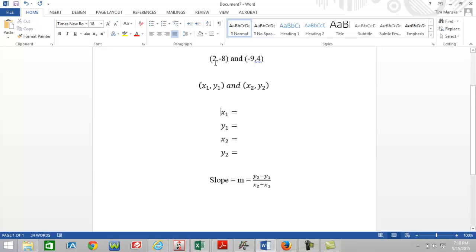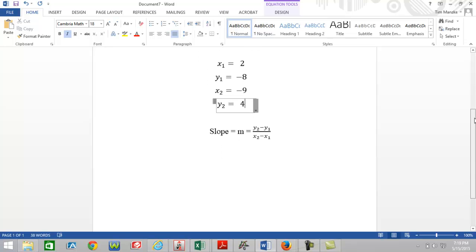So the 2 is going to represent our x1 number, so I'm going to put 2 here. My y1 value is going to be -8, because that's the y value for that ordered pair. Going to my second ordered pair, that's why we have the subscript x2, y2, I'm going to have -9 as my x value. And then my y2 value, I'm going to use 4.